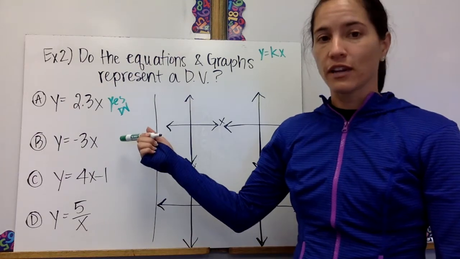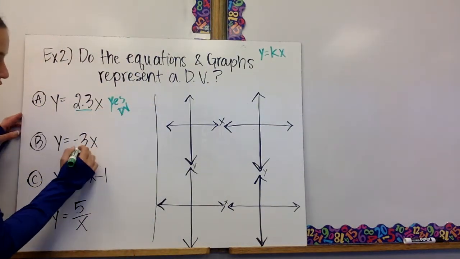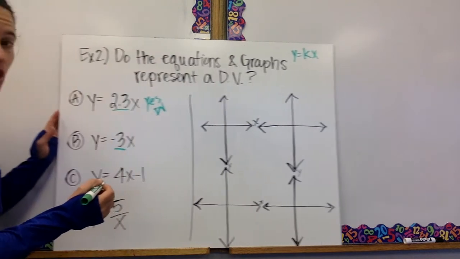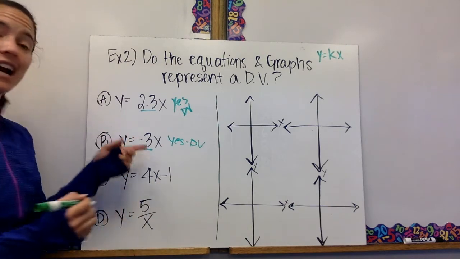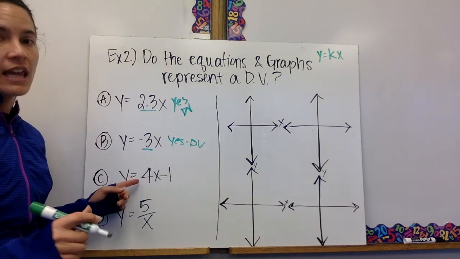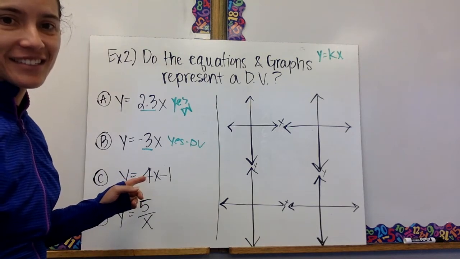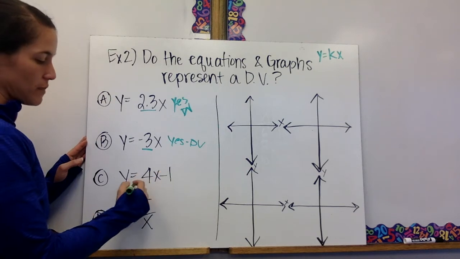Letter B, y equals negative 3x. K can be negative. So this value right here is your k, and that's totally acceptable. So this answer is yes, it's a direct variation because it's in the form y equals kx. Letter C, just checking the time. Letter C is y equals mx plus b.